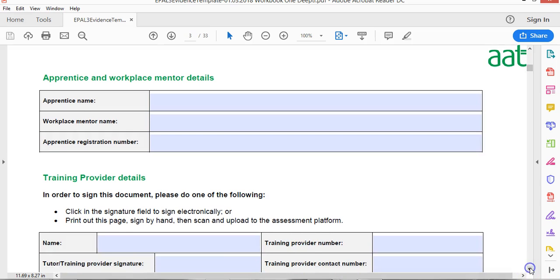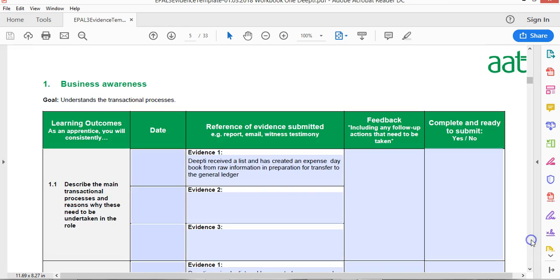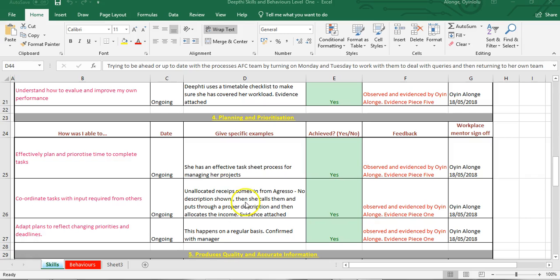Let's go to that, and here we are. So you can skip this early bit. This is where we start. So this is the knowledge bit. The question says, describe the main transactional processes and reasons why these need to be undertaken in the role. This is really asking what is it that you do, if you like. What did you do? And remember that the data we collected, the evidence we collected when I came to see you, was very much on something about an expense day book. And I've literally lifted this information from the spreadsheet that we have here.